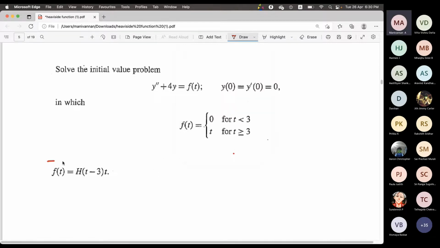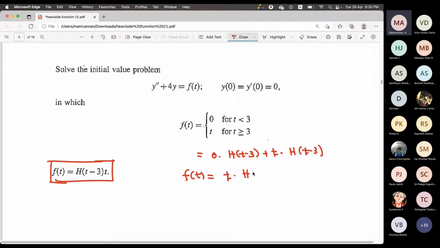Okay, so this is my f of t equals t times h of t minus 3. This f of t can be written as 0 times h of t minus 3 plus t times h of t minus 3. So f of t is still t times h of t minus 3. Is it clear? Clear, sir. Yes, sir. Okay, these things we have.